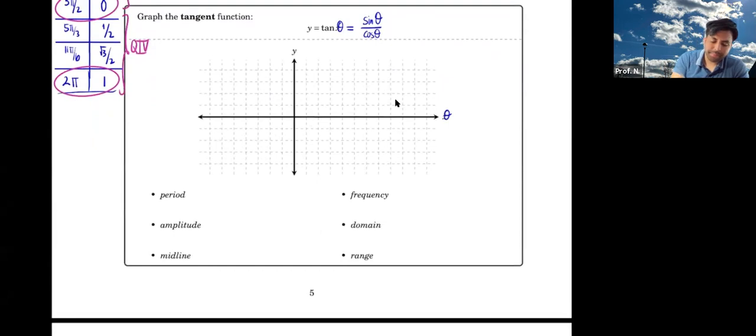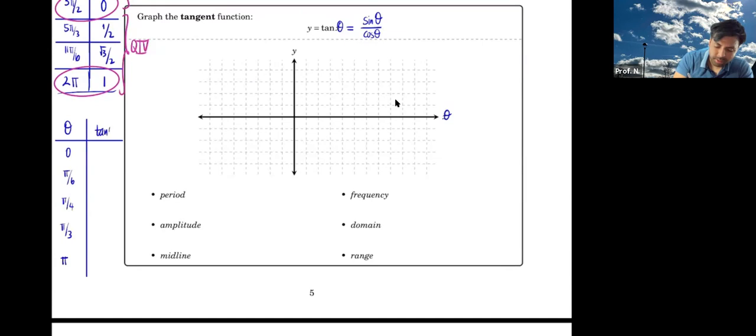And if you guys remember, the special values for theta are 0, pi over 6. These are like our reference angles. Pi over 4, pi over 3, and pi. And if you remember that table that we did with tangent, at 0, tangent is 0 because what is sine at 0? It's 0. Cosine of 0 is 1. So 0 over 1 is 0. So tangent is 0.